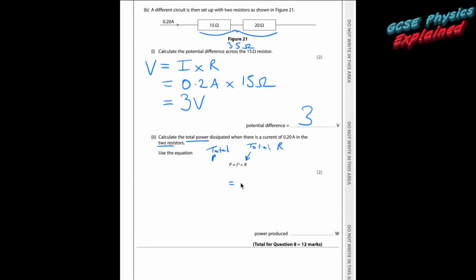So we'll do the current squared, so that's 0.2 squared times by the resistance, the total resistance, that's 35 ohms, and that equals 1.4, and that's watts. If they wanted you to work out the power of just the 15 ohm resistor, then you would just put that resistance as 15. Okay.